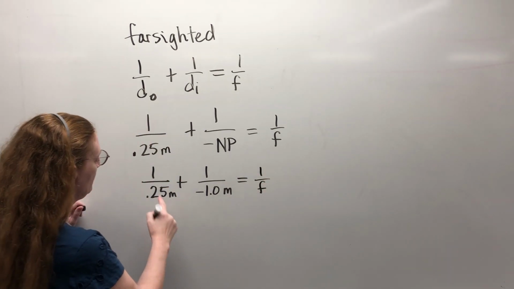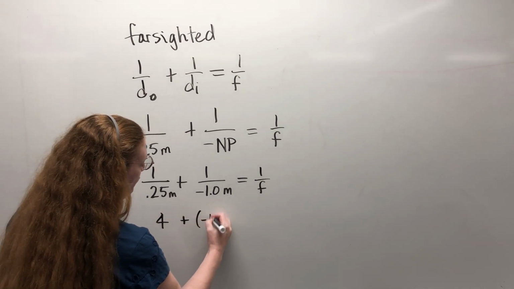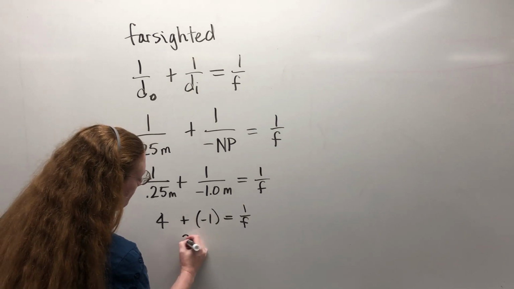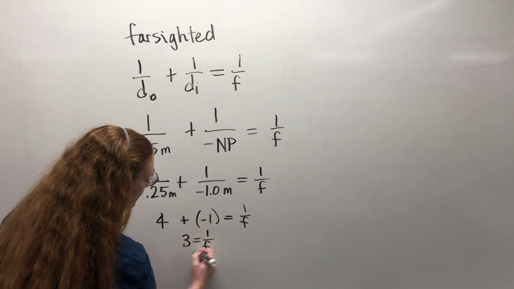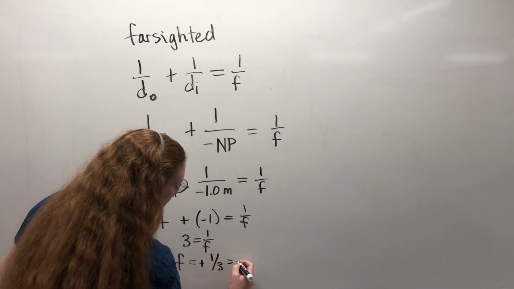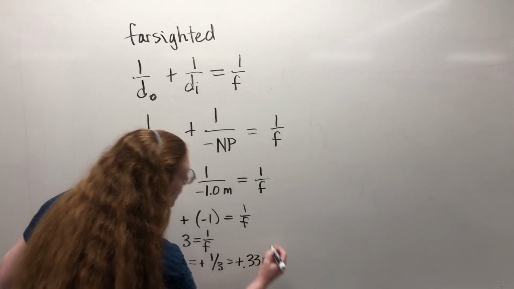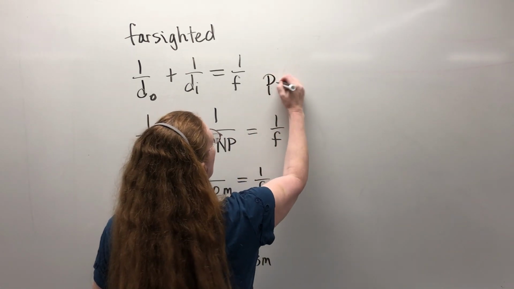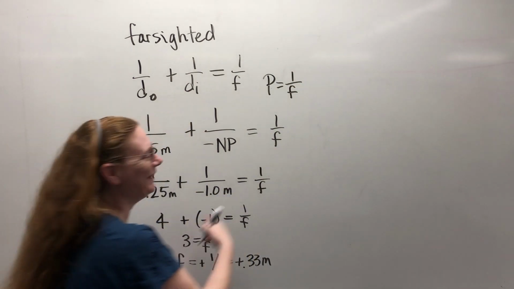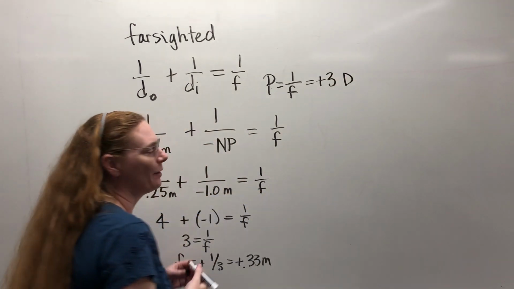All right, so 1 over 1/4, well that's 4, plus -1 equals 1 over F. Okay, 4 minus 1. So 3 is 1 over the focal, which is positive 1/3, which is positive 0.33 meters. What would the power be? Power is 1 over the focal. Well, okay, 1 over the focal is just 3. So the power is plus 3 diopters.